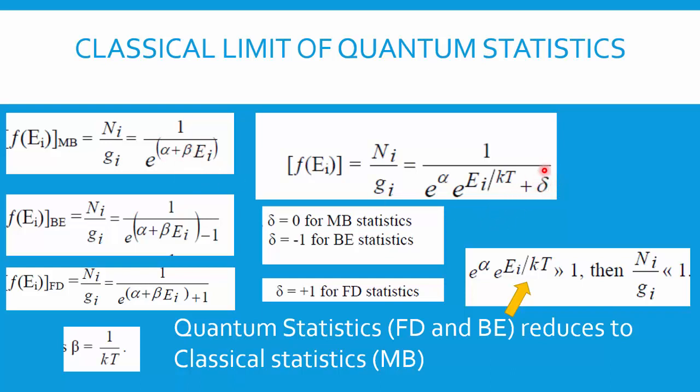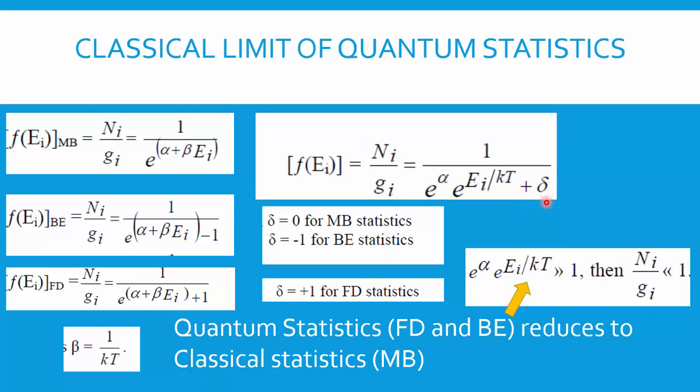Now delta is 0 for Maxwell-Boltzmann statistics. So if you substitute the value of delta 0, this formula changes to MB. If you substitute the value of -1 as delta, you get the distribution function for BE. If you substitute delta as +1, you get the distribution for FD. So mathematically speaking, if delta is +1, it is FD. If delta is -1, it is BE.